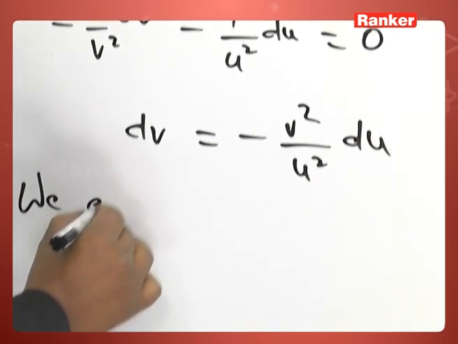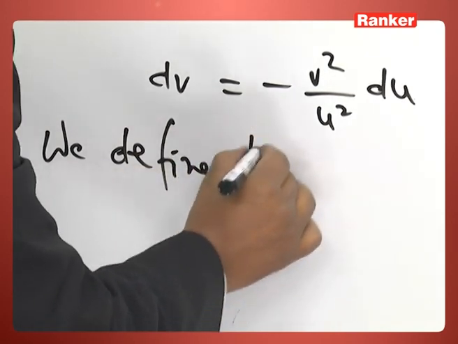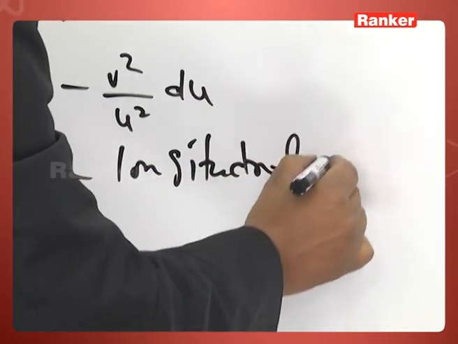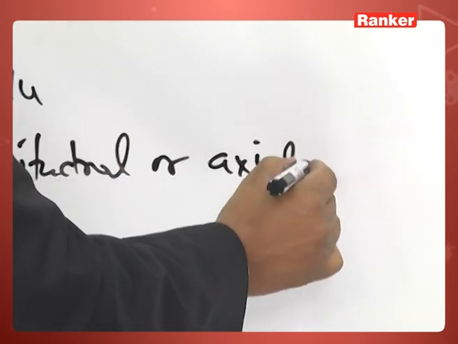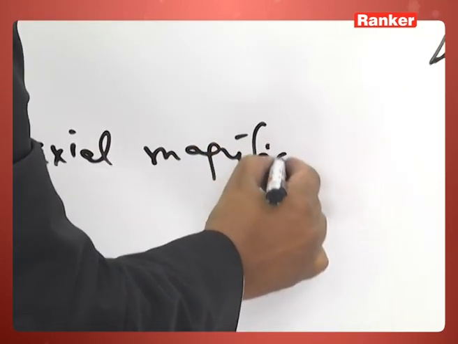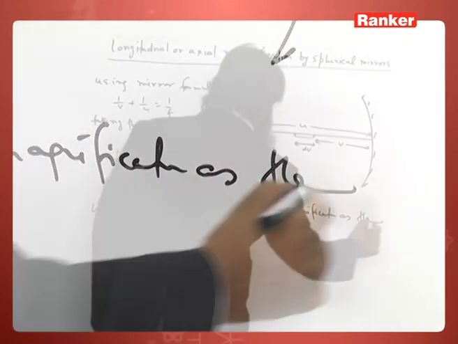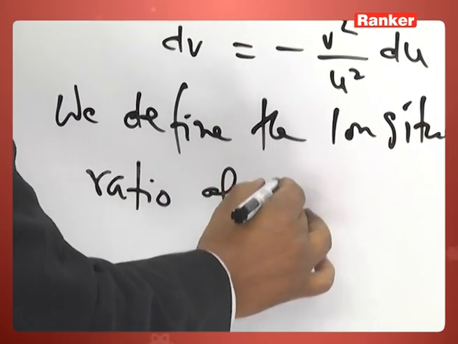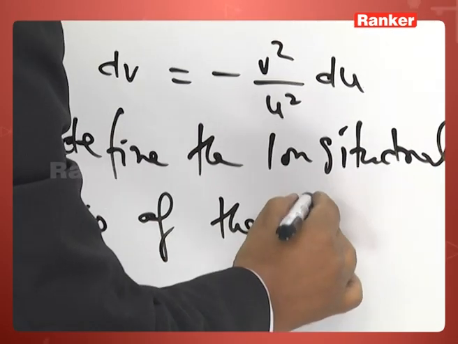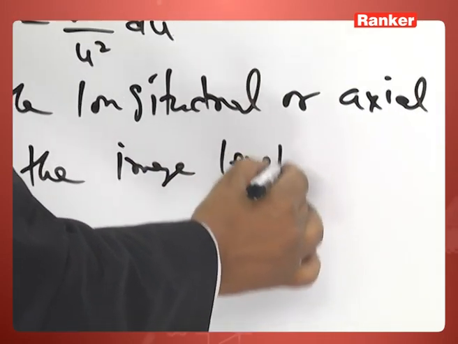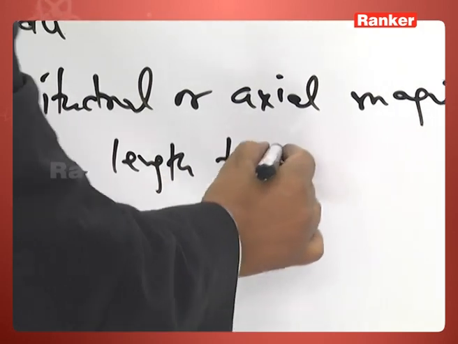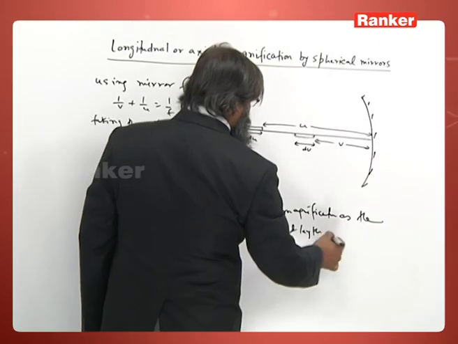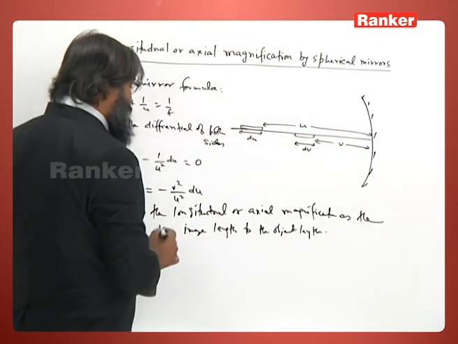Now we define the longitudinal or axial magnification as the ratio of the image length to the object length. Length means that length along the principal axis.